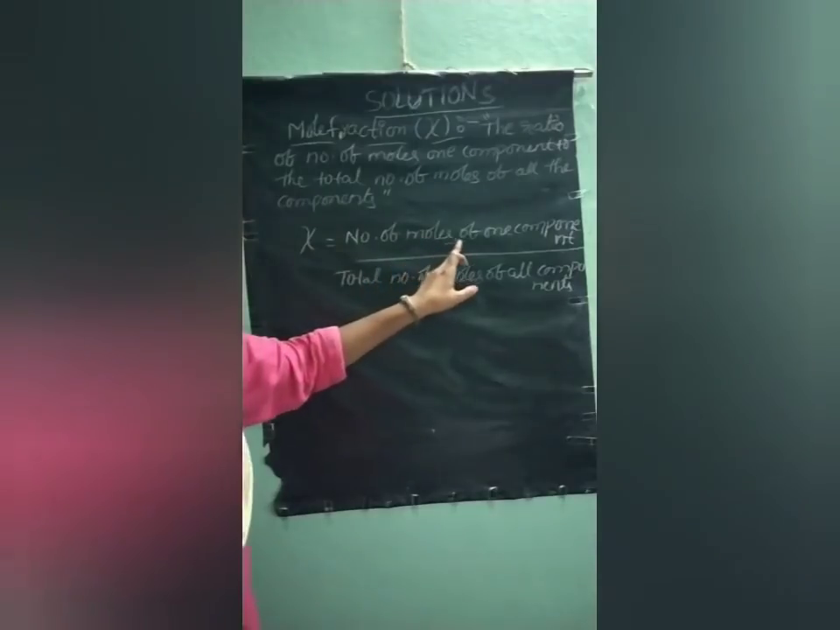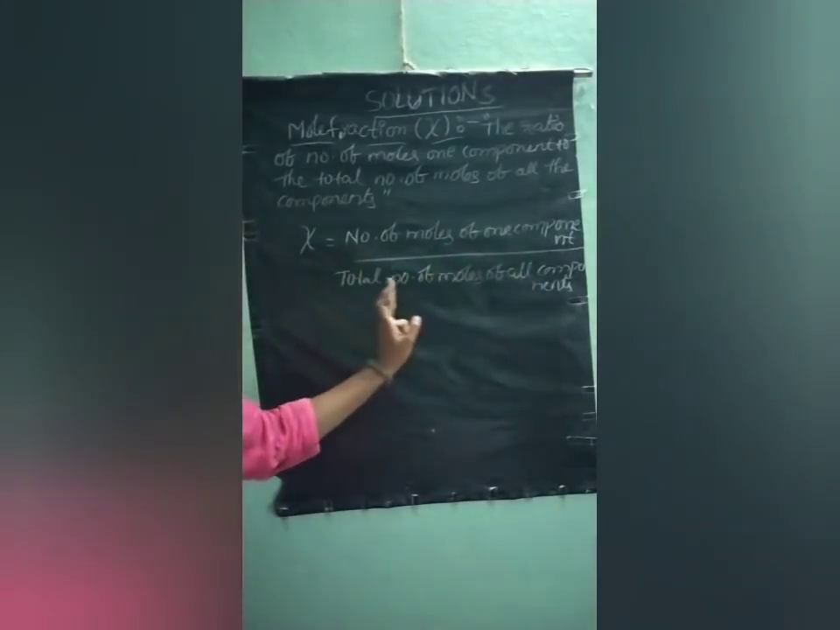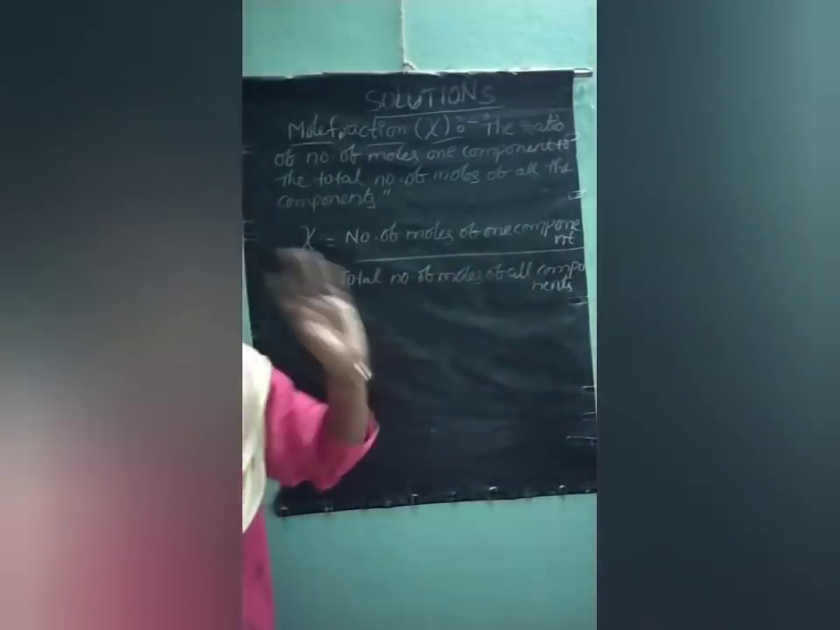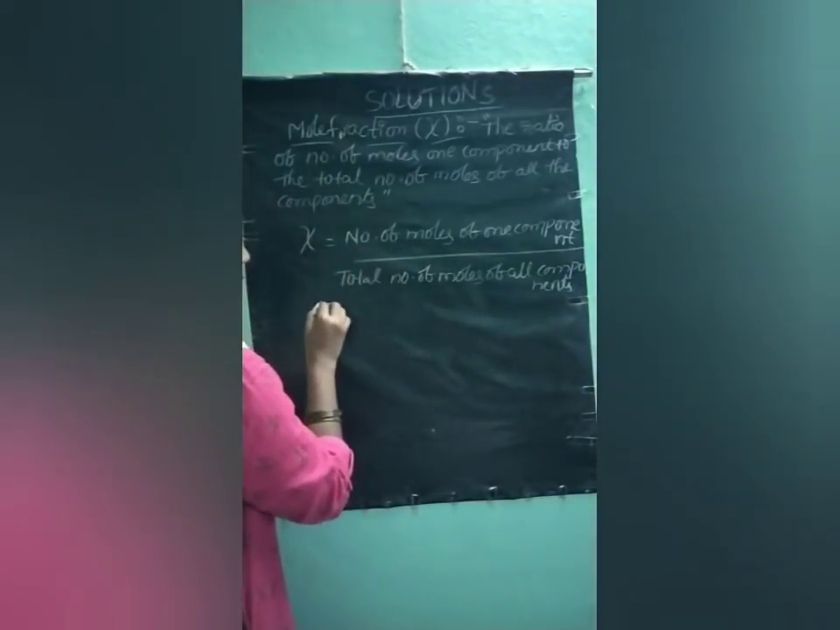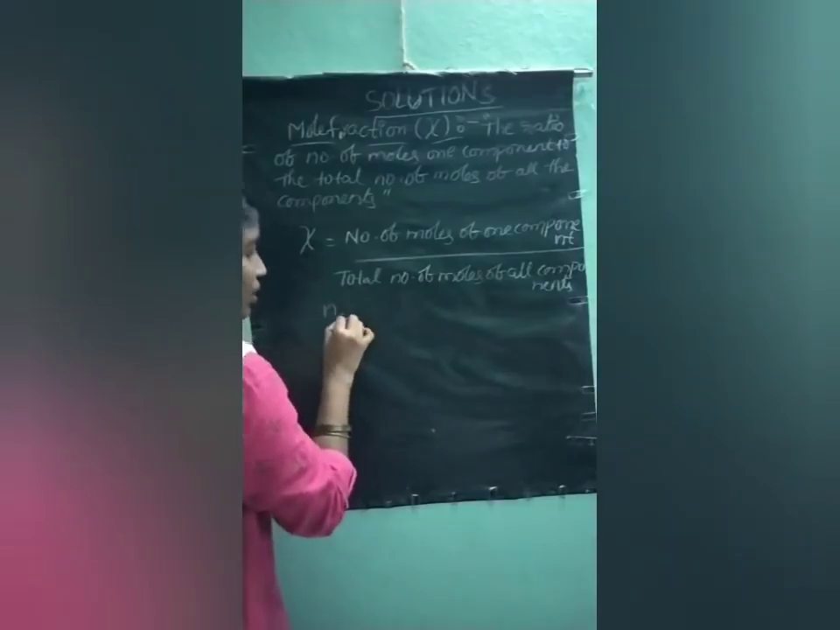Okay, this is the formula. It is a very important formula. Psi, that means mole fraction, is equal to the number of moles of one component by the total number of moles of all components. For example, I am taking the number of moles here, Na.